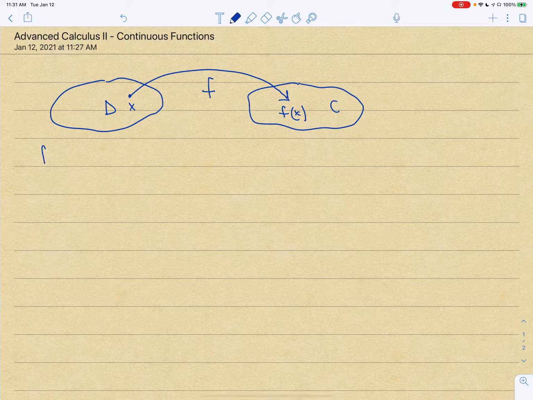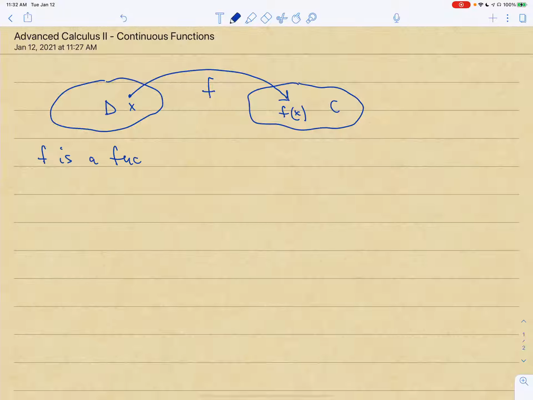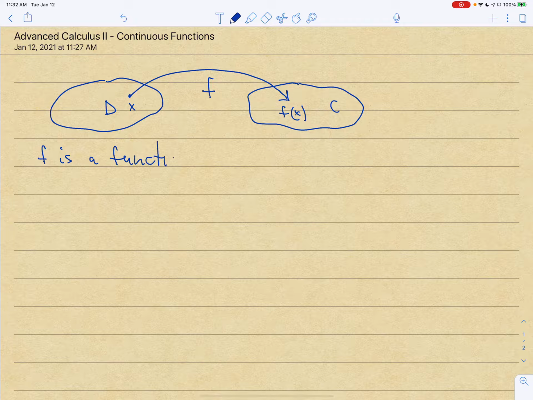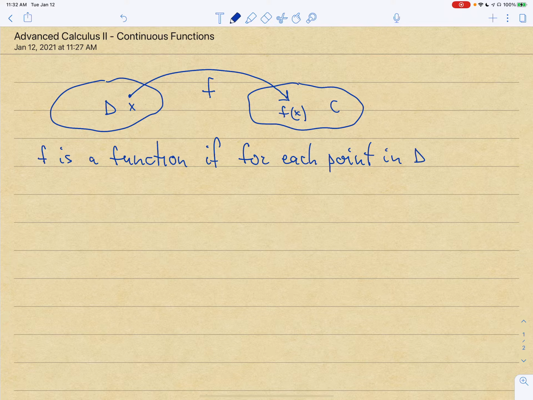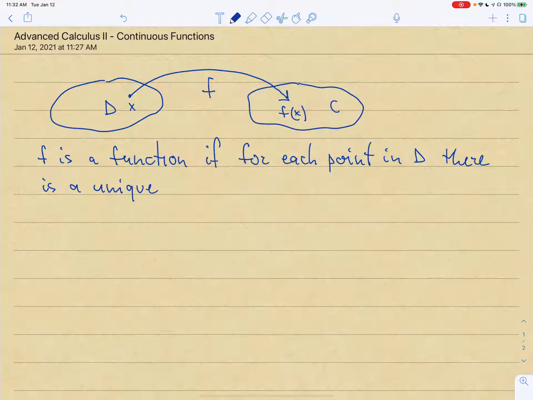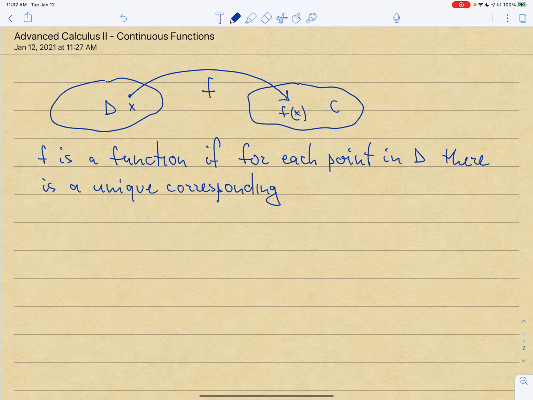So f is a function if for each point in D, there is a unique corresponding point in C. So again, this is the domain. The final set is the codomain.